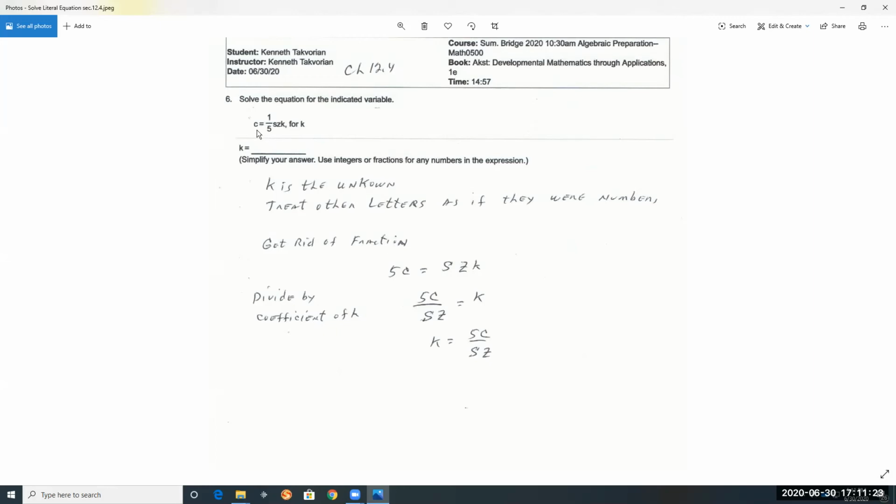So I'm going to multiply both sides of the equation by 5. It gives me 5C is equal to SZK. We then need to divide by the coefficient of K, which is SZ. So the answer for K is 5C over SZ.